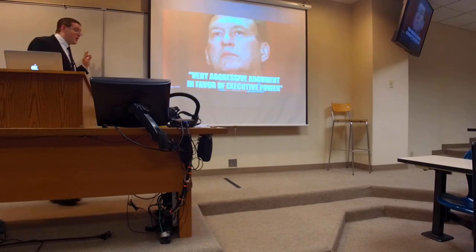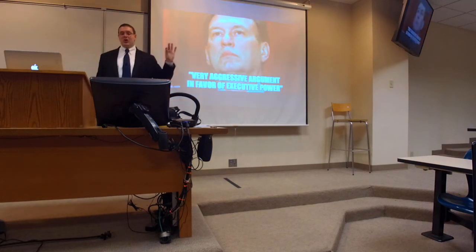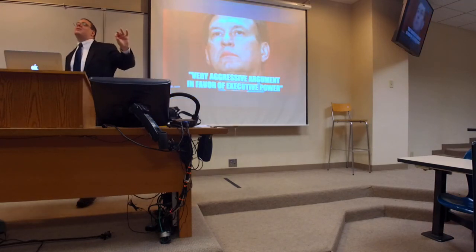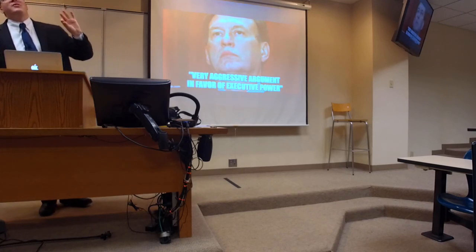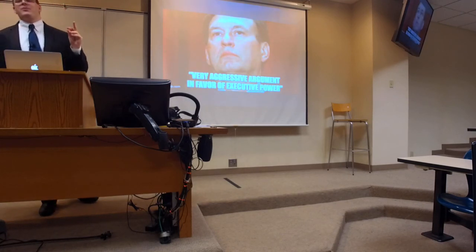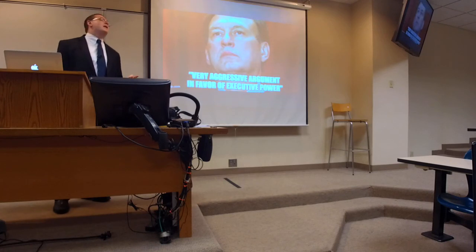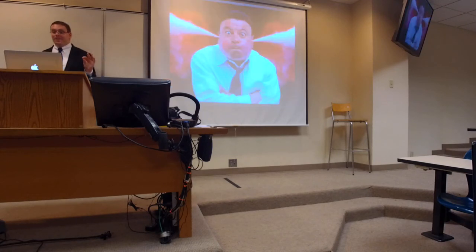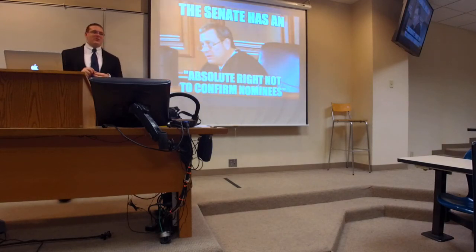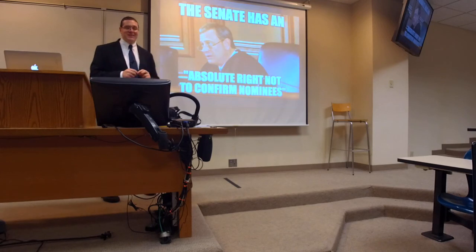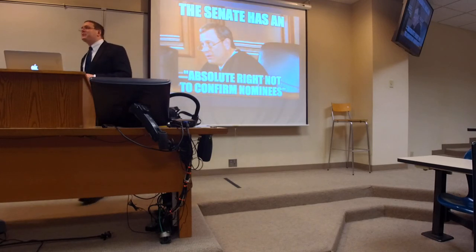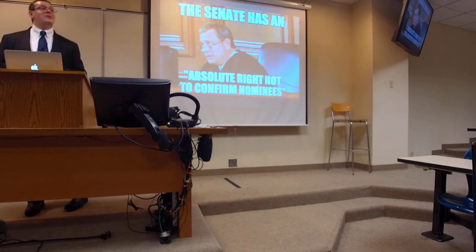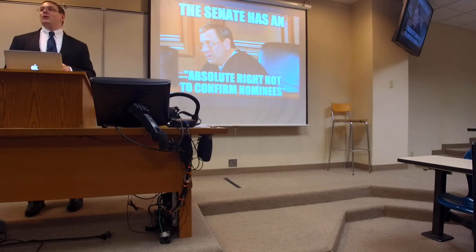This argument did not go over well. Justice Alito jumped on him and said, this is a very aggressive argument for executive power. Because it's this: if Congress doesn't give the president what he wants, he can then use executive power to bypass Congress. The majority and the dissent agreed that's a no-no. And then Chief Justice Roberts, in a quote that I've used with the Garland stuff quite a bit, said, the Senate has an absolute right not to confirm nominees. They don't have to. If the Senate chooses to just leave the seat open, they can do that.